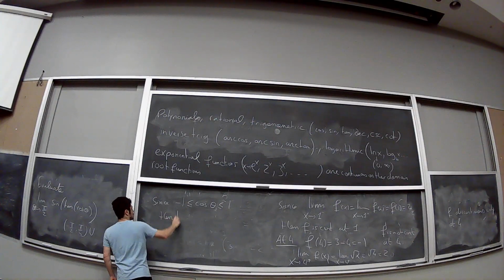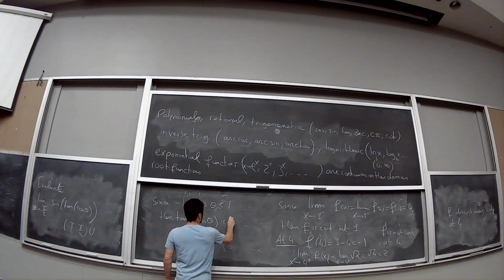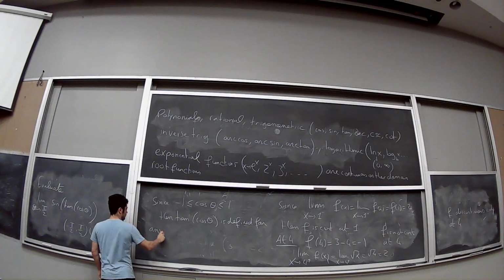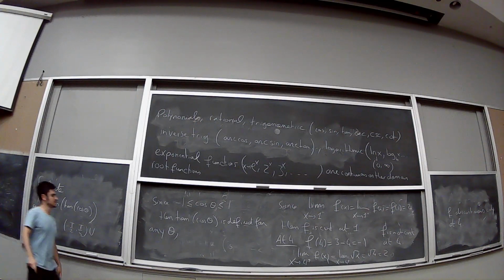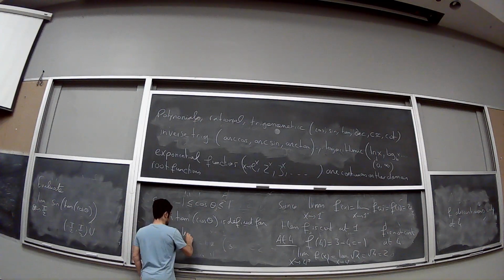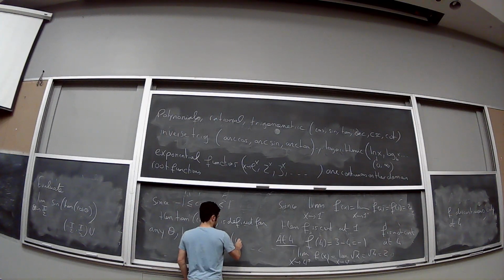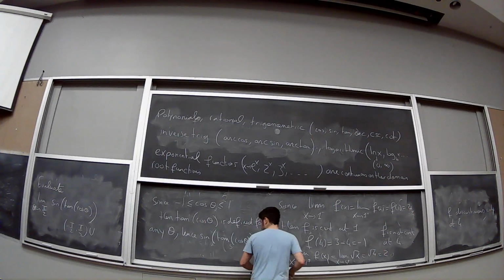Then tan of cos theta is defined for any theta, right? Now, is sine of tan of cos theta defined everywhere? Yeah, because sine doesn't give you a problem, right? Hence, sine of tan of cos theta is defined for all theta.